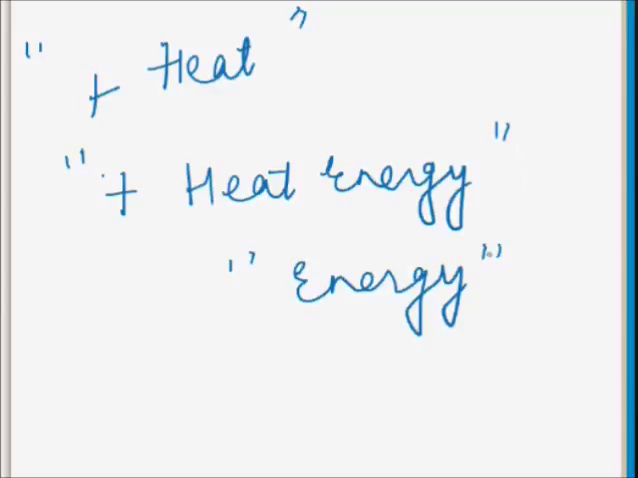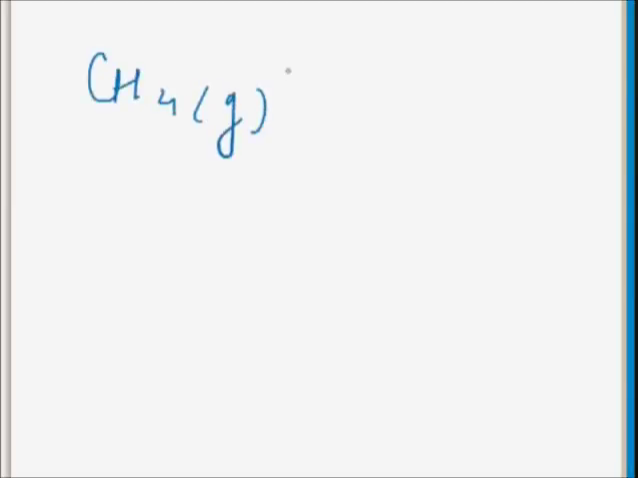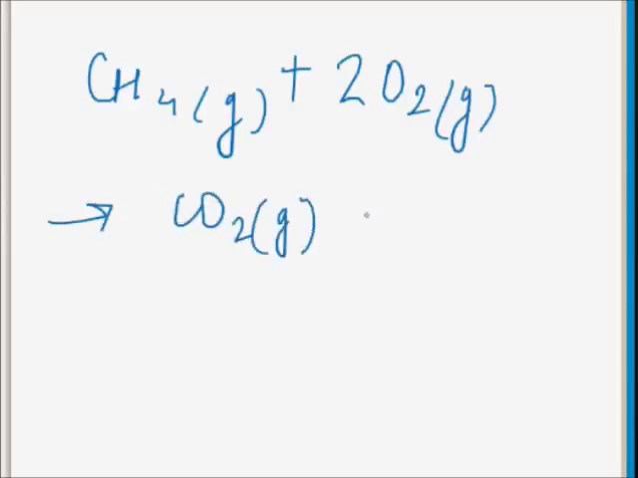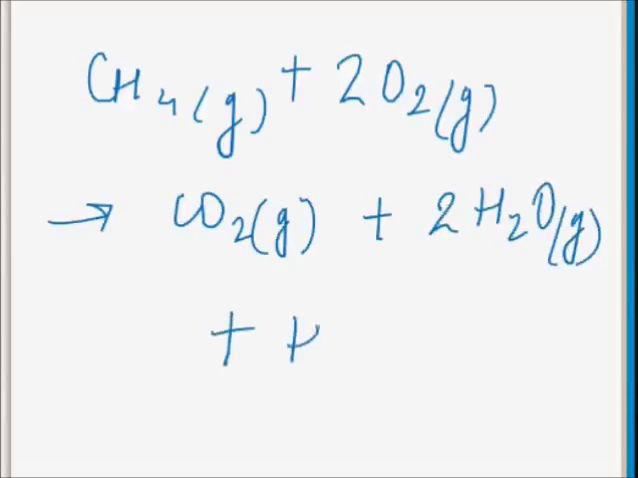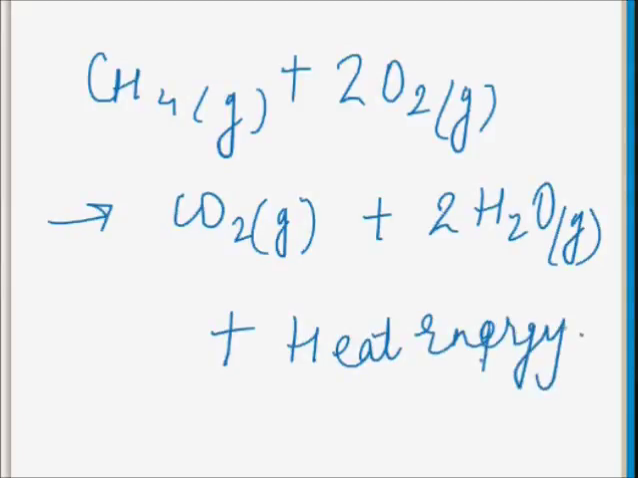We can take an example. When natural gas burns in the oxygen of air, it forms CO2 and water vapor. A large amount of heat energy is also produced. So this is an exothermic reaction, and we can write the chemical equation like this: CH4 gas reacts with twice O2 in gaseous form. It will give CO2 gaseous form, twice H2O in gaseous form, plus heat energy, because it is an exothermic reaction.